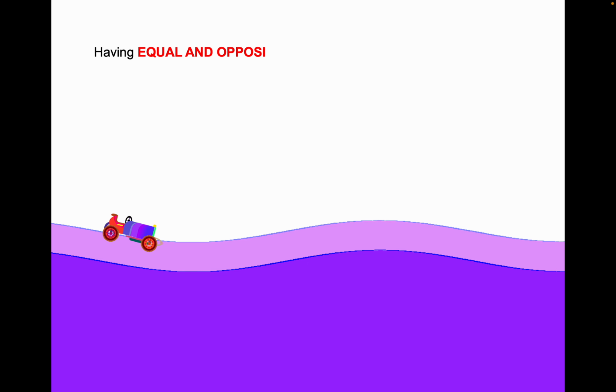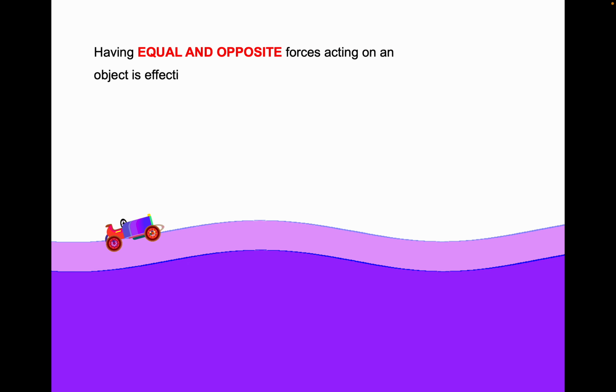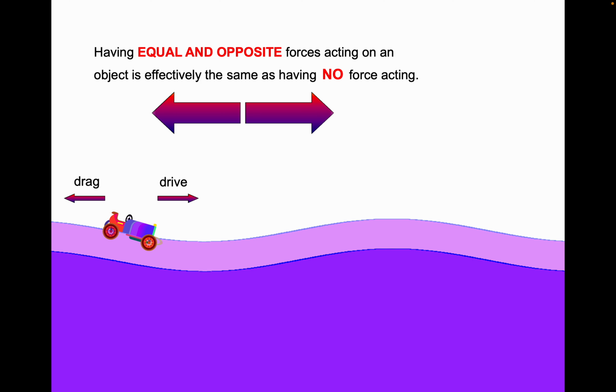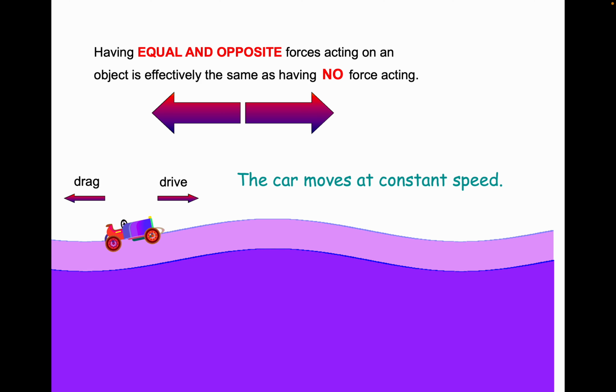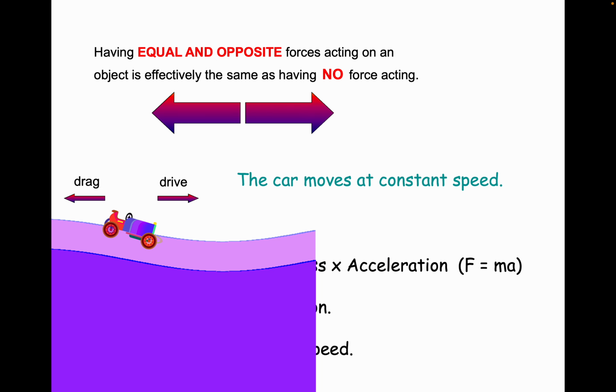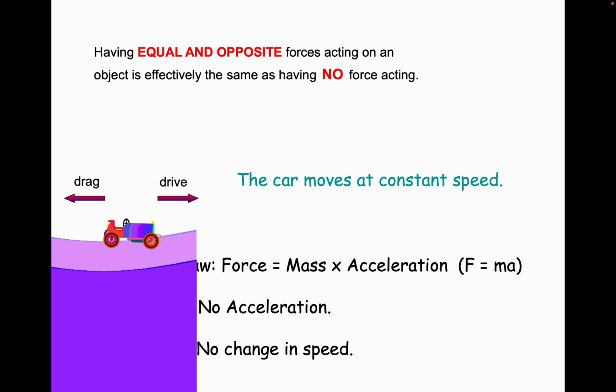Okay, now here we have looking at different forces acting on one object. So if the drive and the drag are equal, the car will move at constant speed because that is Newton's first law. Okay?